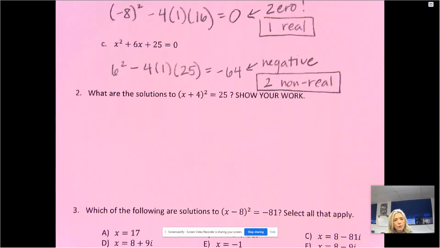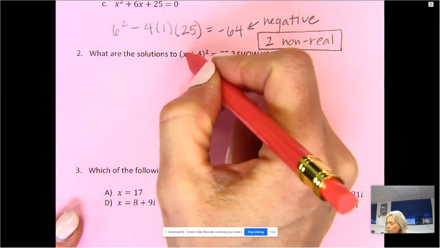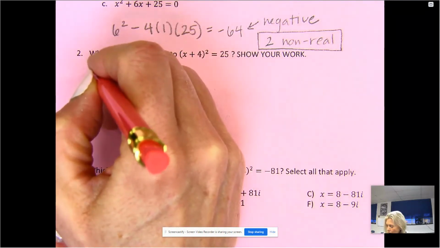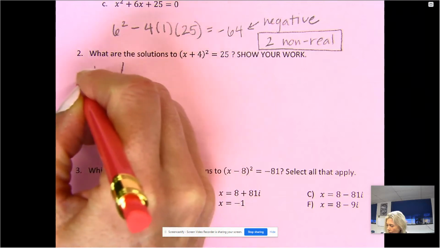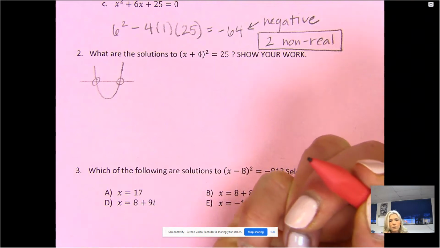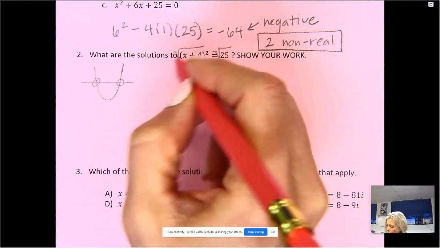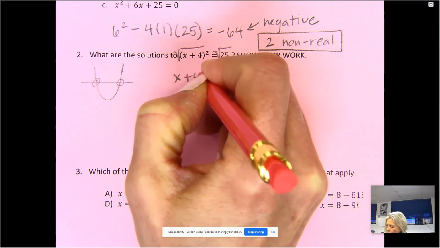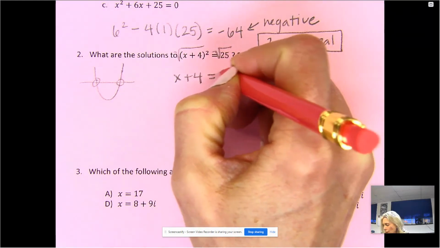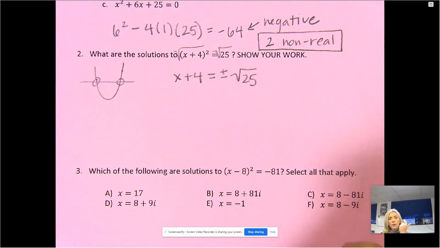All right, number 2, the solutions to x plus 4 squared equals 25. So to think about it, x plus 4 squared is a parabola, and it will equal 25 in 2 different places, so we should expect 2 solutions. We find those by square rooting each side. So the square root of this is simply x plus 4. And I'm going to have the positive or negative. So that's why we get two solutions, square root of 25. So the square root of 25 is 5.